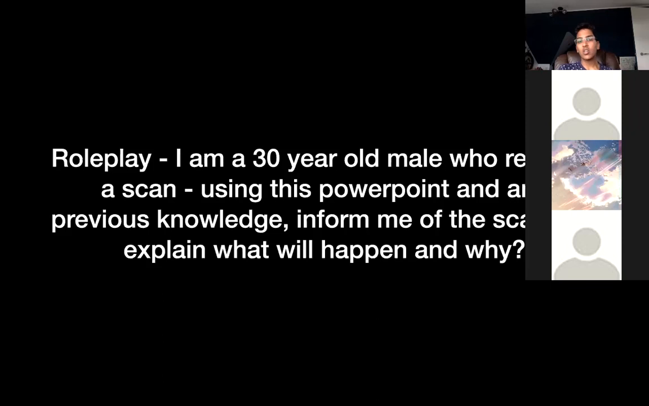Any volunteers? I need to have a diagnostic scan which will require a radionuclide, and I want to know more about this. I want to know why I can't have a regular x-ray. Think about what we've learned in today's PowerPoint. Why won't an x-ray work?